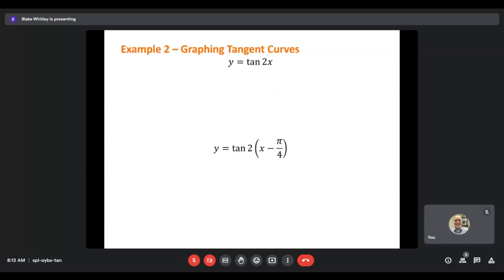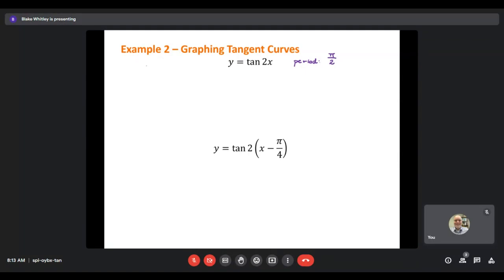All right, so let's take a look here. So this time we've got tangent of 2x. So notice the 2 is inside. We have a k value this time. So the first thing we're going to want to do is actually figure out what is the new period of this graph. So remember, for tangent, we're going to take pi. We're going to divide it by the k value. And so our new period is going to be pi over 2.